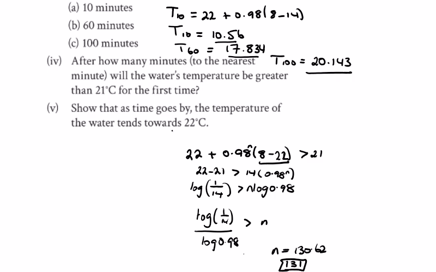And for the last part, to show that it tends towards 22, we show that this term, as n increases, tends to 0. So that's why it's tending towards 22 degrees.